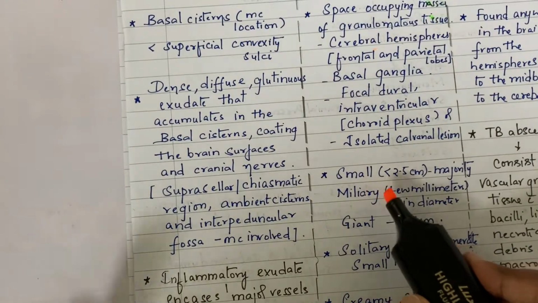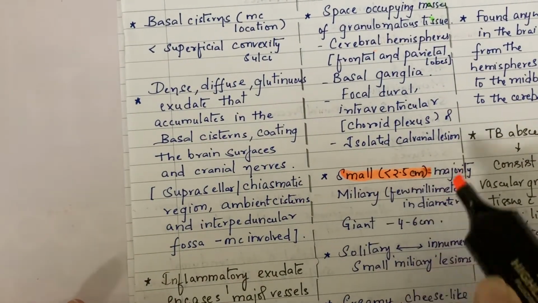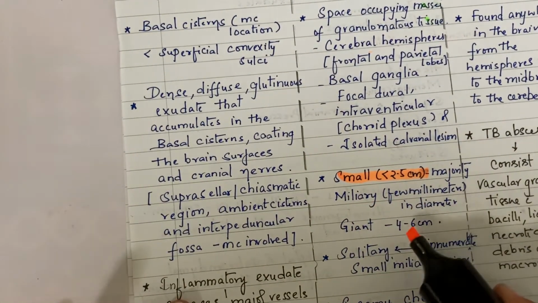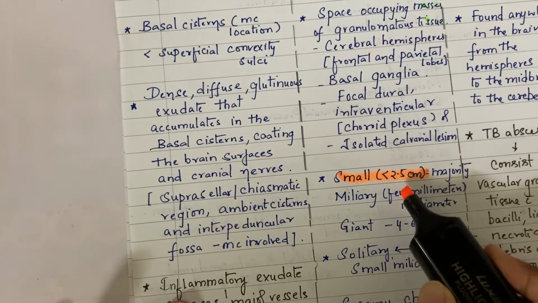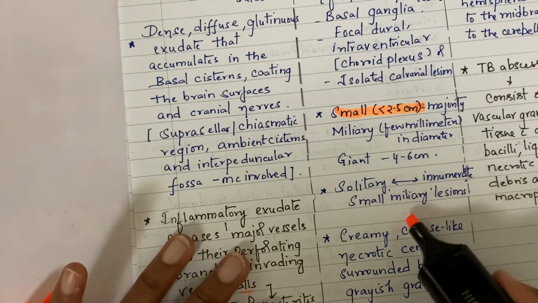Normally, the majority of them are small, less than 2.5 centimeters. They can be miliary also, a few millimeters in diameter. They can be giant, like 4 to 6 centimeters. The most common is small, less than 2.5 centimeters. They can be solitary or innumerable small miliary lesions.